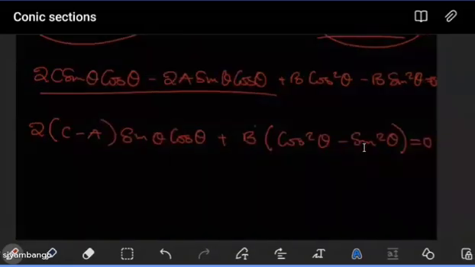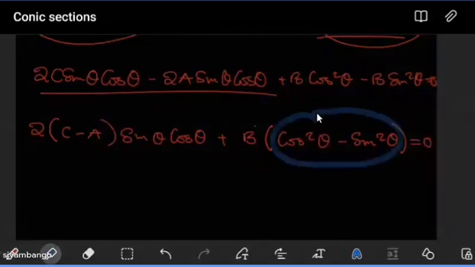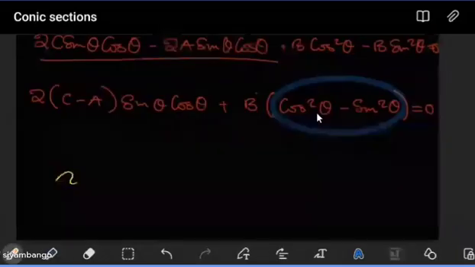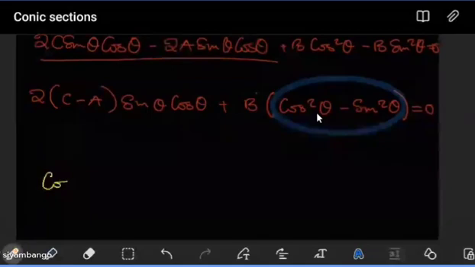At this point, we are almost there. You just need to keep in mind your trig identities here. Can you identify what this is? Do you know the identity that gives you this? For this one, you have to remember the double angle identity for cos.